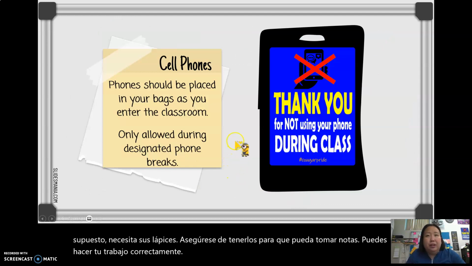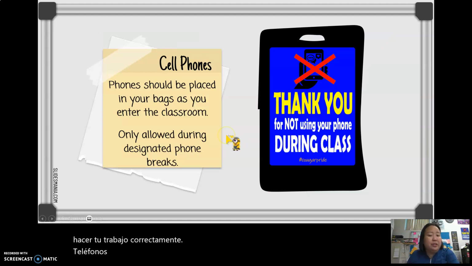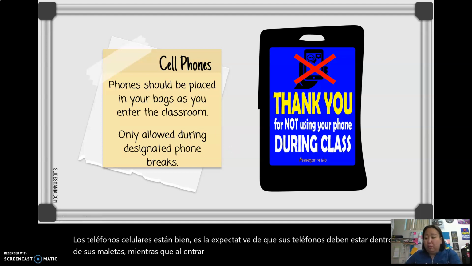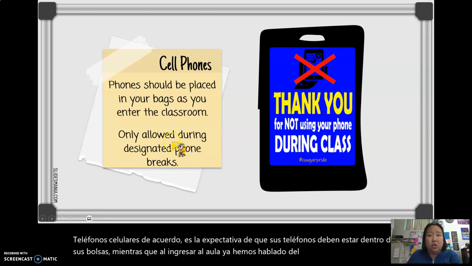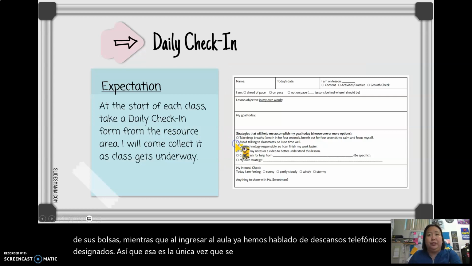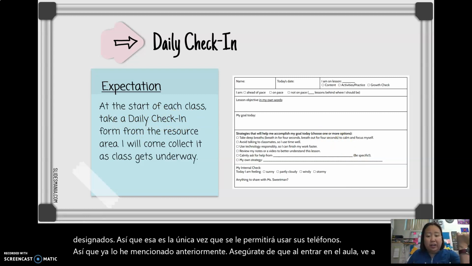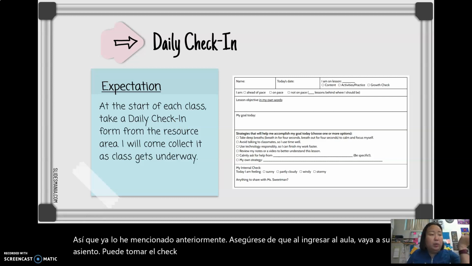Cell phones. All right. It is the expectation that your phones must be inside your bags as you enter the classroom. We have already talked about designated phone breaks. That is the only time that you will be allowed to use your phones. I have mentioned this already earlier. Upon entering the classroom, go to your seat, take the daily check-in form, fill it out, and I will be collecting it during the whole class.